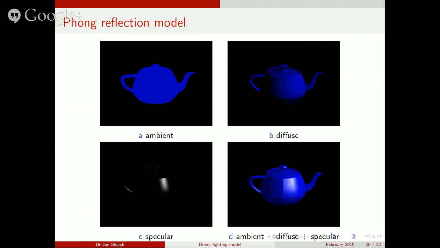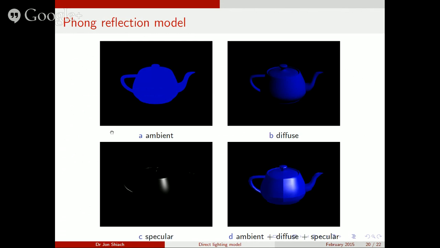And this is the result. Okay, so that's the teapot. The top left is just the ambient light, nothing else. So that's your ambient light. Top right is diffuse. So that's modeling your rough surface. Remember you set your KD to be what you want it to be.